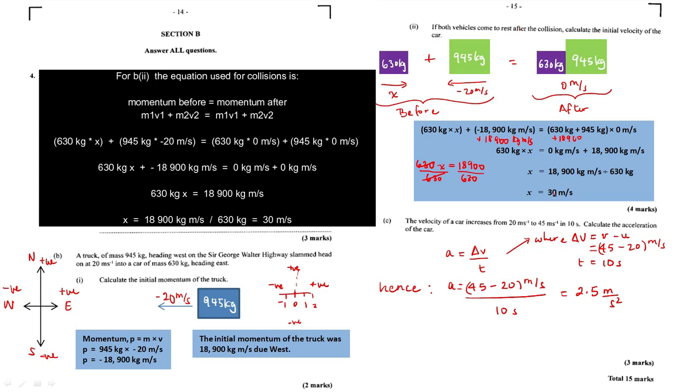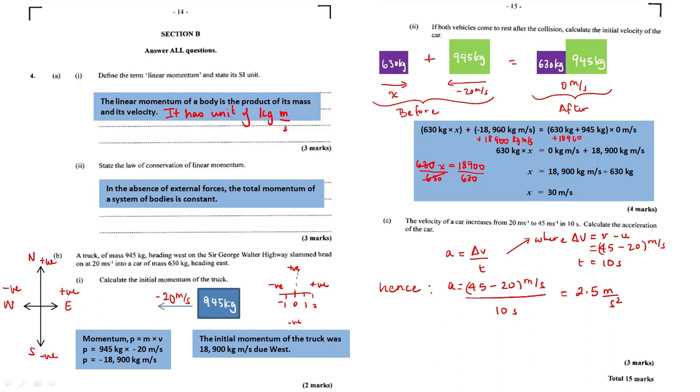If you put all of this in now, 30 times 630 plus negative 18,900, all of this will be equal to 0. It has to be equal to 0. Okay?